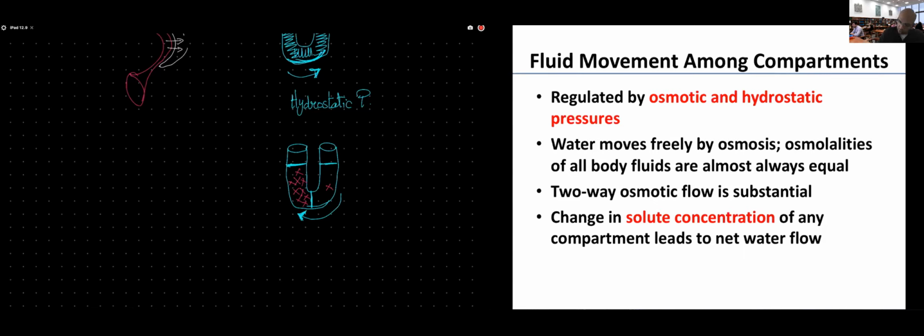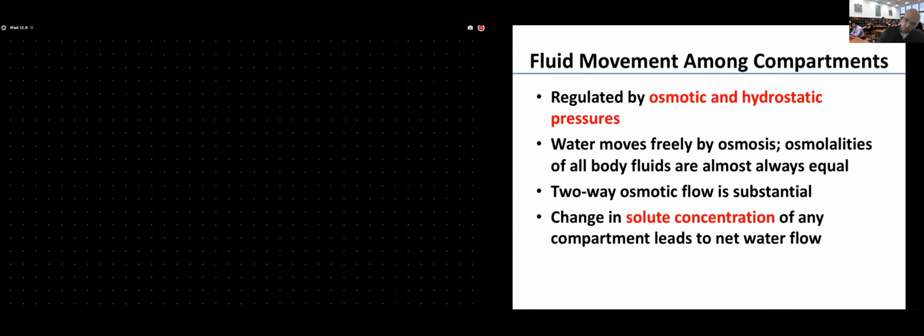So what did we call this water movement? This is osmosis. The ability of the solute to pull water, this is my osmotic pressure. So if we're drawing here the three main compartments of the body water: intracellular fluid compartment, interstitial fluid, and the plasma.